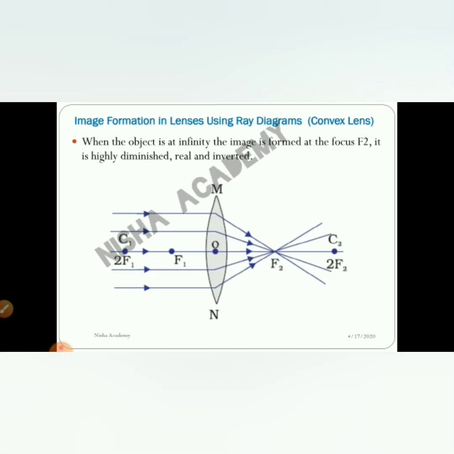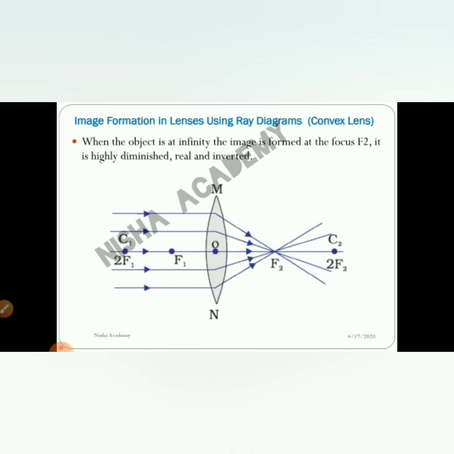Now let us consider the type of images that are created by the convex lens. Here I had separated this figure in each slide. So first we'll take that the object is placed at infinity from the convex lens. Now the object is placed on the left hand side of the lens, far at infinity.